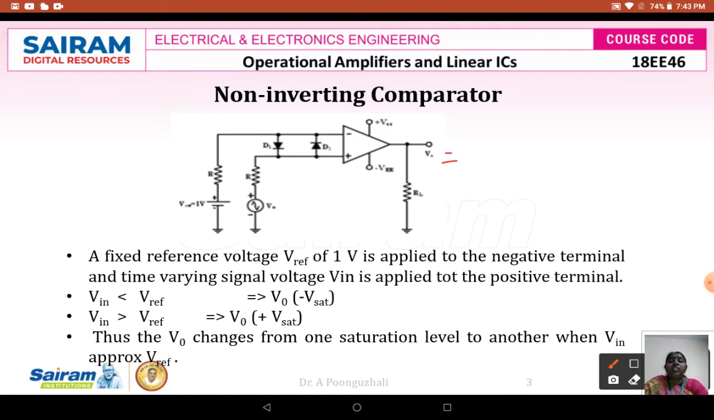Voltage at the non-inverting terminal is nothing but your Vin minus the voltage at the inverting terminal. What is the voltage at the inverting terminal? It is your V reference. So V reference is positive, so the inverting terminal will be inverted, so it is minus V reference. So here the voltage is going to be Vin minus V reference, and we are taking it as 1 volt there.